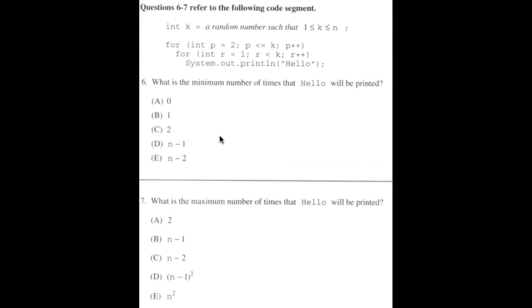Hi there. So this is a nested loop question. We have this inner loop, which is totally within this outer loop. So we know that this inner loop will be executed however many times the outer loop is executed. If the outer loop never executes, that means that the inner loop never executes. So that actually makes it easy to answer this first question.